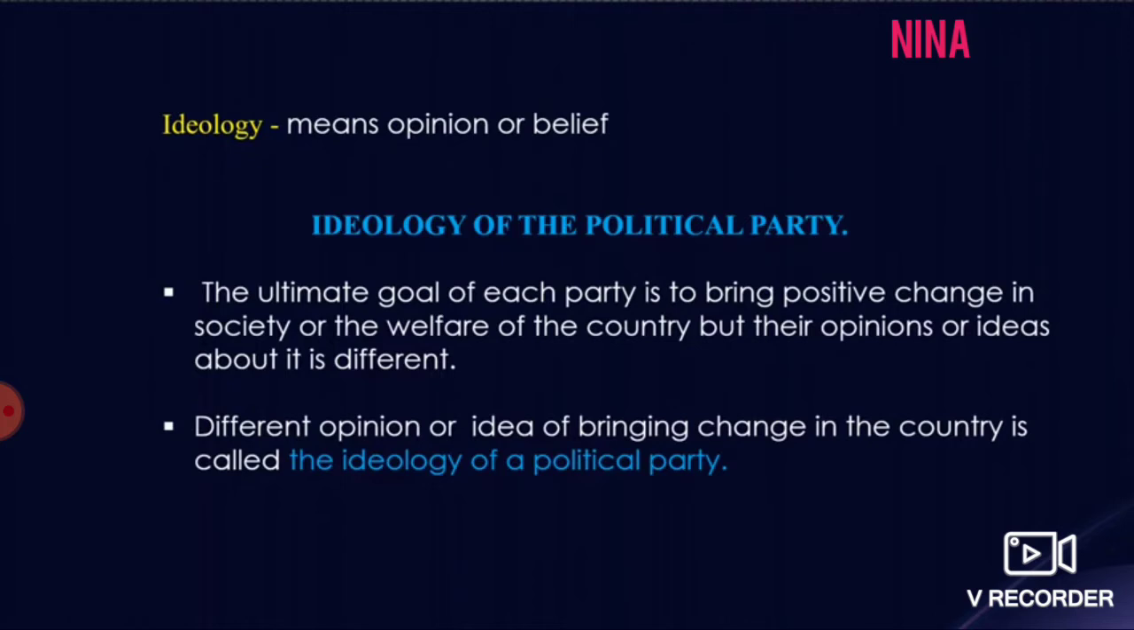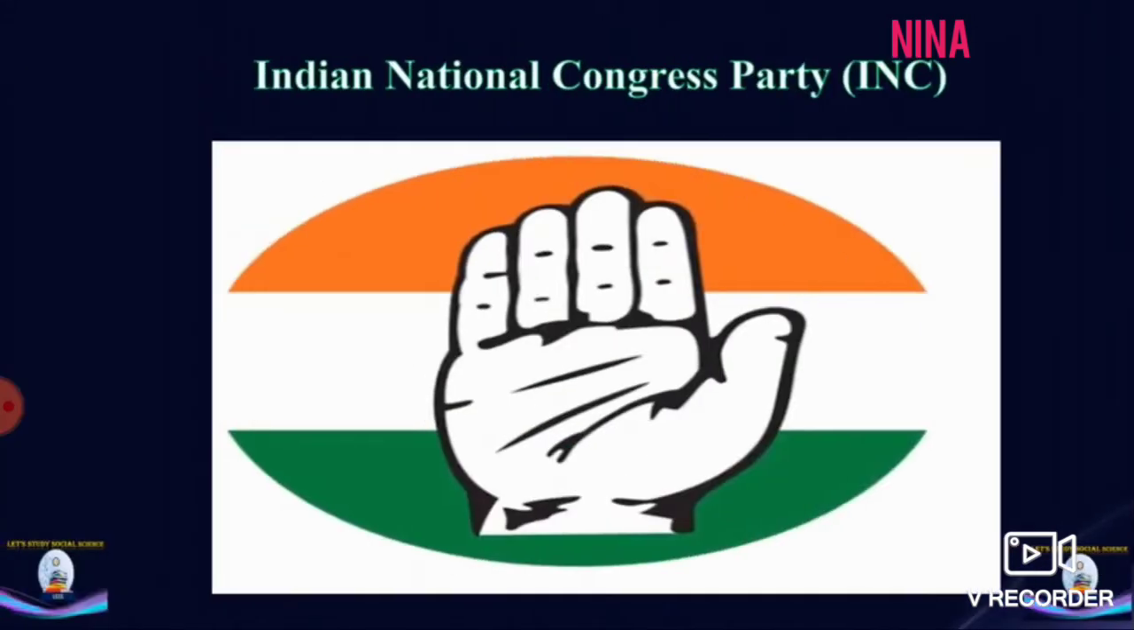Before proceeding there, we are going to see the ideology. Now children, the ideology of a political party. The ultimate goal of each party is to bring positive changes in society and the welfare of the country, but their opinions or ideas about it are different. That means each party has different ideologies, different opinions or ideas of bringing changes in the country, and this is called the ideology of the political parties.